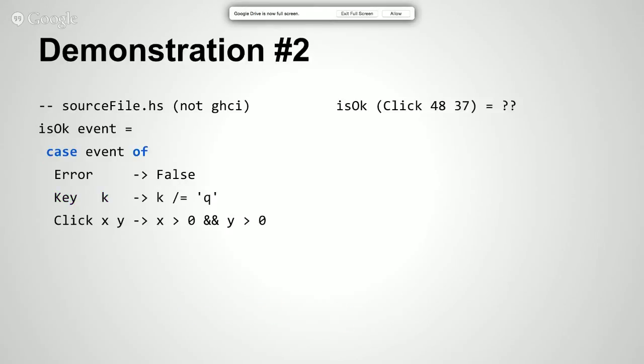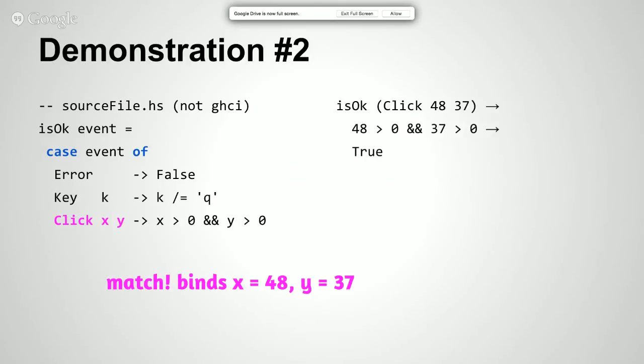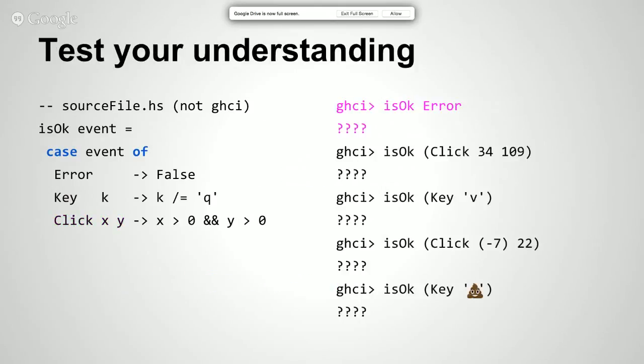And for the second one, okay, click 4 8 3 7. What do you guys think is going to happen there? Is it going to be false or true? Who thinks true? Okay, everyone thinks true, so that's good. Doesn't match the first, doesn't match the second, matches the third, does the binding, returns true. So this is sort of a quiz. I want people to vote on what they think the answers are going to be.